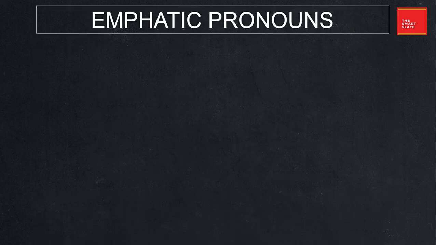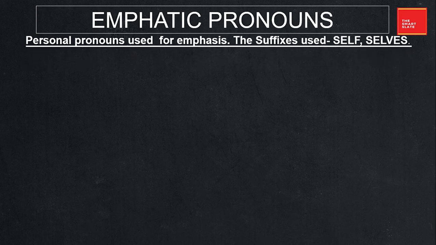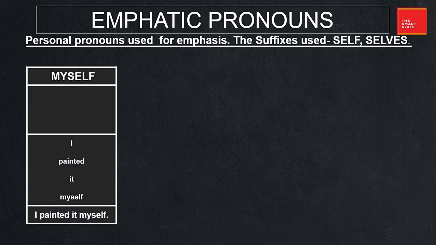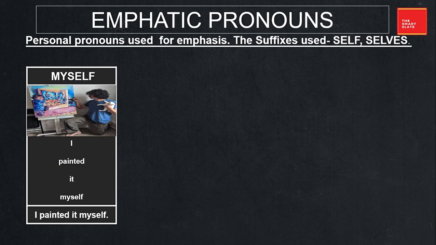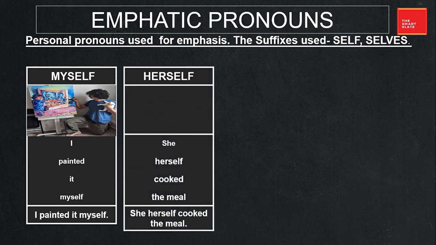Emphatic pronouns. Emphatic pronouns are also easy to understand because here emphasis is placed. The suffix used here is self. So myself, I painted it myself. So this picture is painted by myself. When you say I painted it myself, I and myself, emphasis is placed on oneself here. Herself is the second emphatic pronoun. So she, herself, cooked the meal. She, herself, emphasis on she.